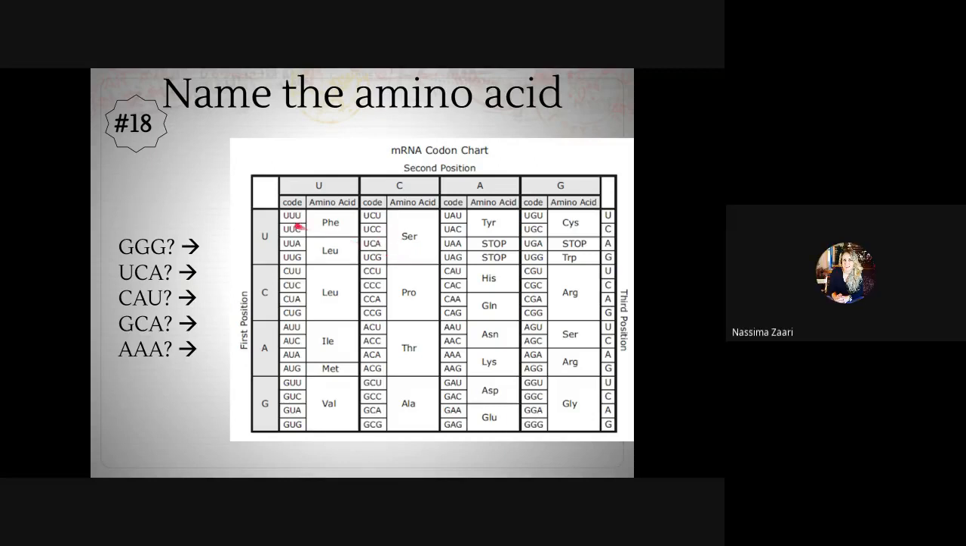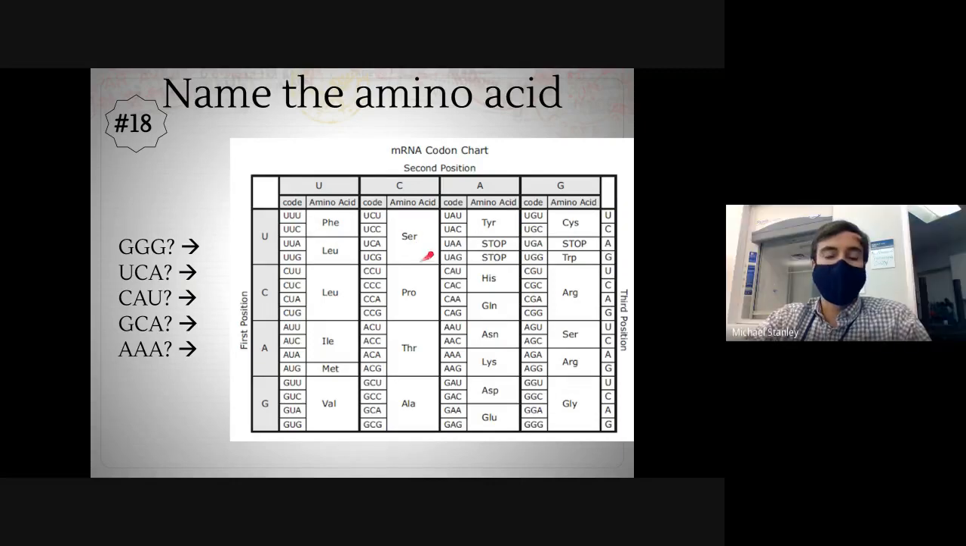Yeah, using the short version is totally fine. We have U, so we're up here. We have C, so we're right here. And all of our UC somethings give us serine. So UCA gives us SER, S-E-R, but so does UCC or UCG or UCU. They all give us SER, or serine.